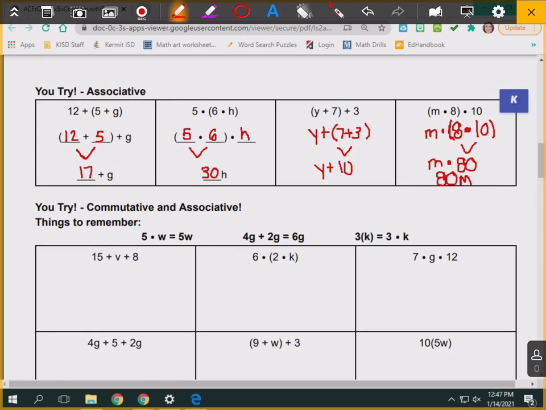That is how you use commutative and associative properties in math using variables, and how we are able to simplify the expressions that we're going to work with before actually starting. Go ahead and give it a try.